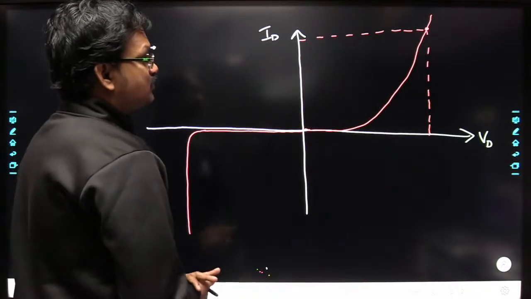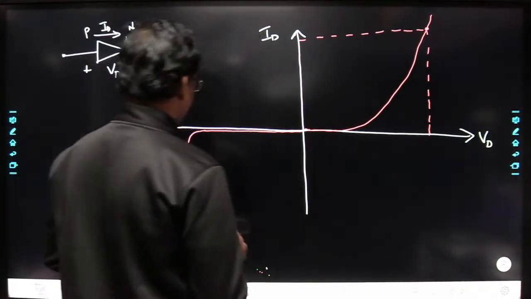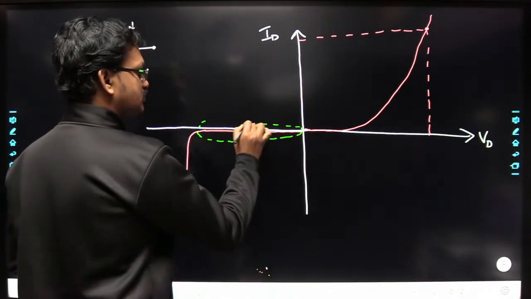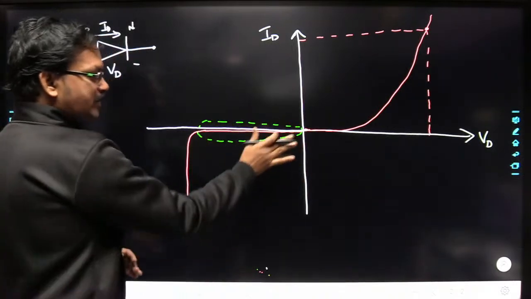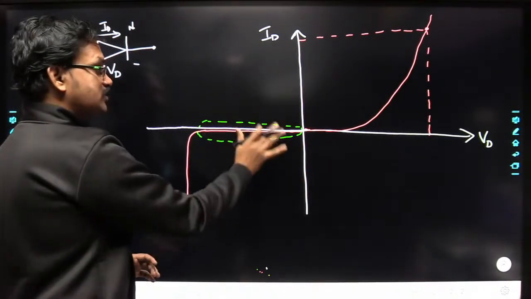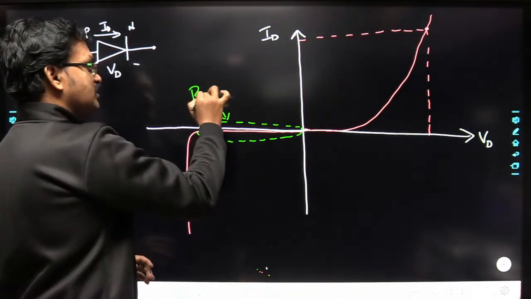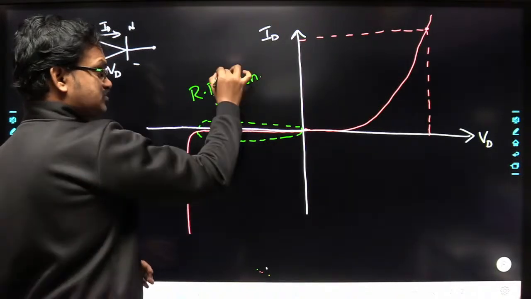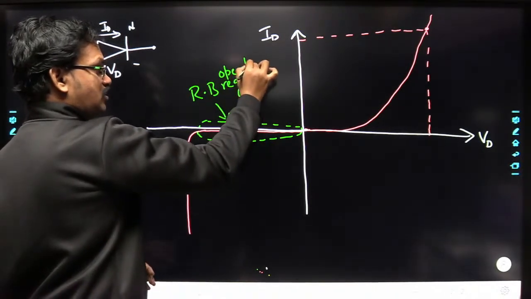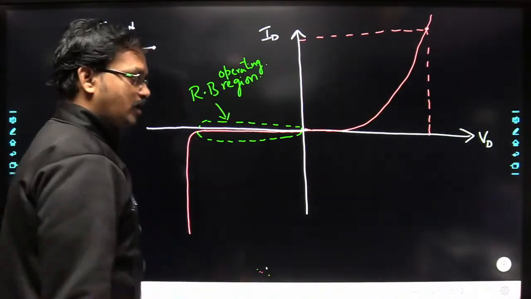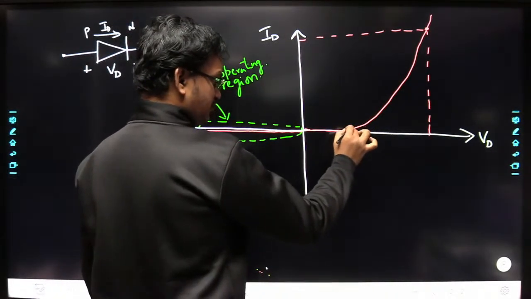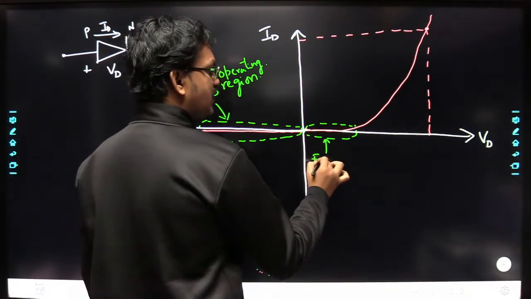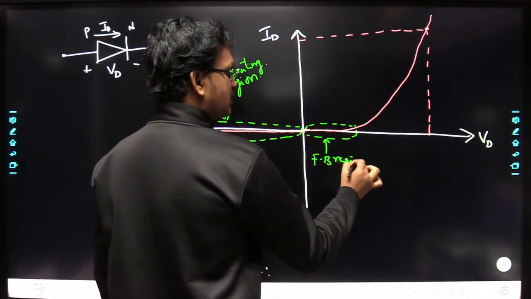Now see here. In this region from here to here, whenever the diode is operating in this region, we call this the reverse bias region. Reverse bias operating region, right? Now let us consider from here to here. This is nothing but the forward bias region.